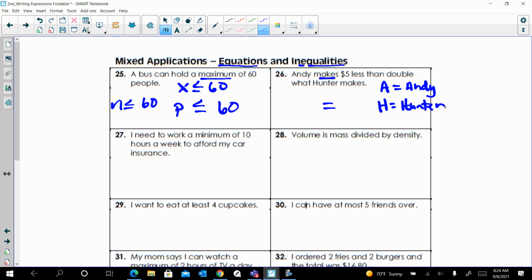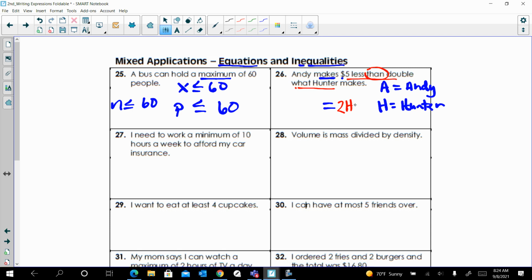All right, but I can show 5 less than double what Hunter makes. I can write an expression for that. How would I write that? 5 less than double what Hunter makes. 1, you see this word than, that's a turnaround word. So what part has to come first? Yeah, double what Hunter makes. We don't know what Hunter makes, so I'm going to put 2H for Hunter to show double what Hunter makes.